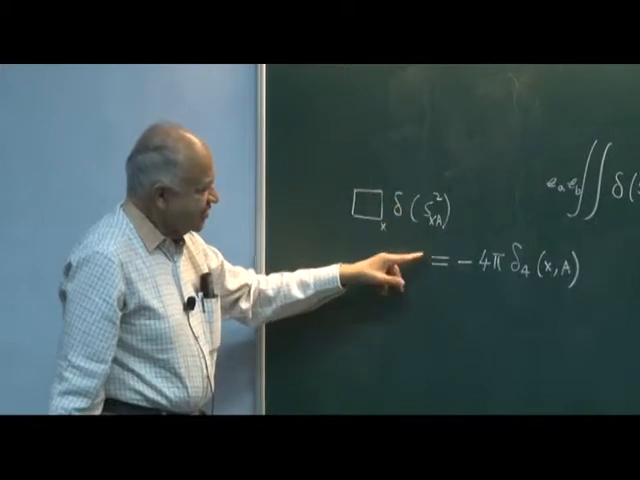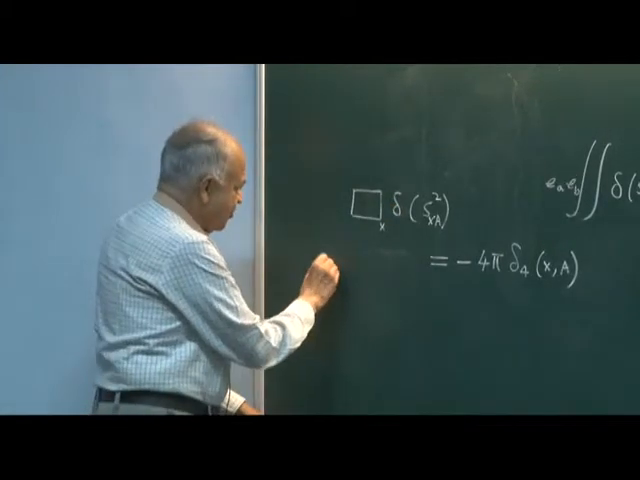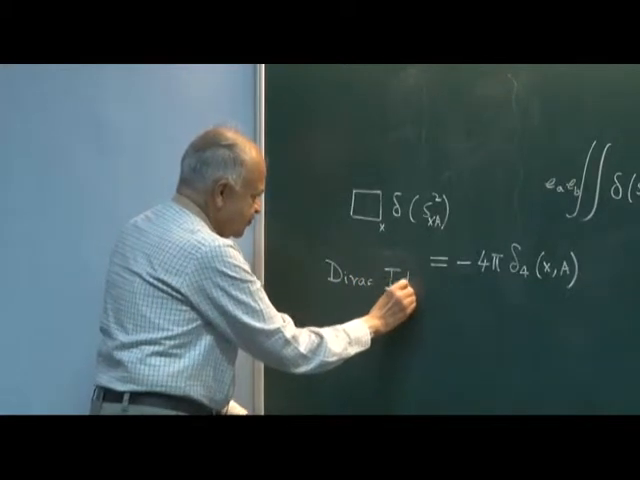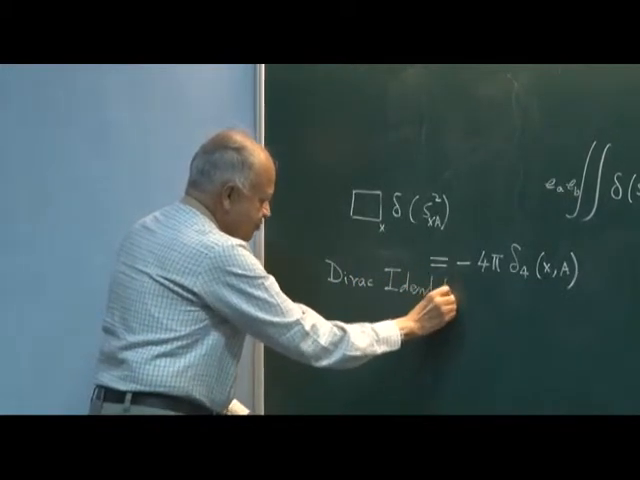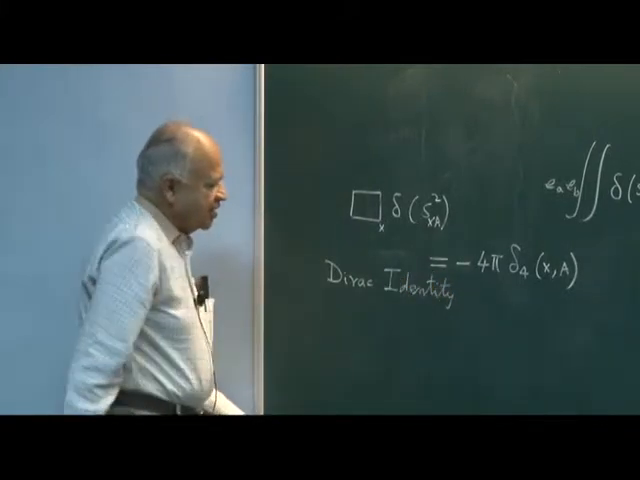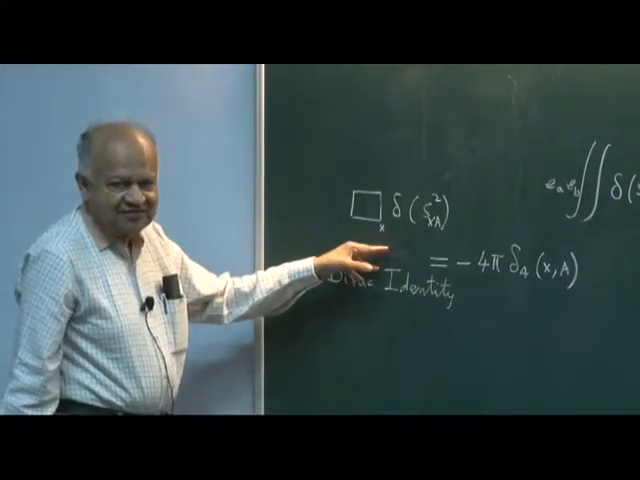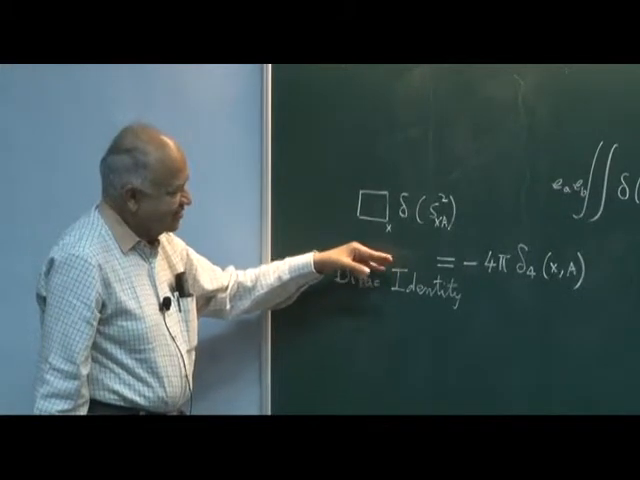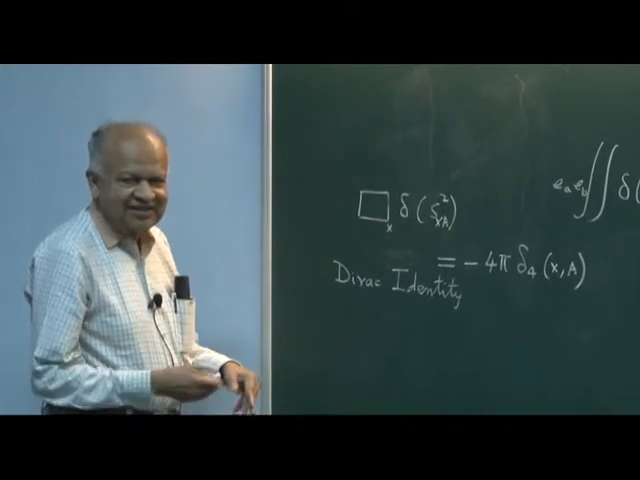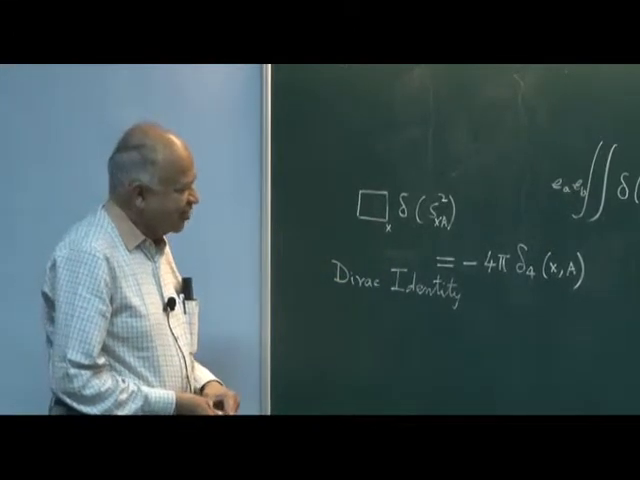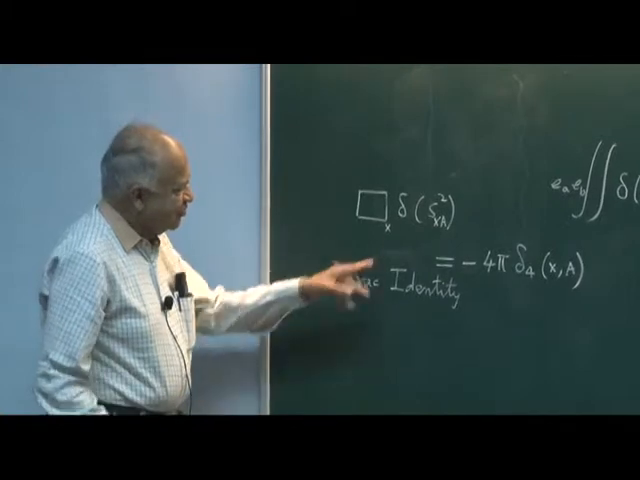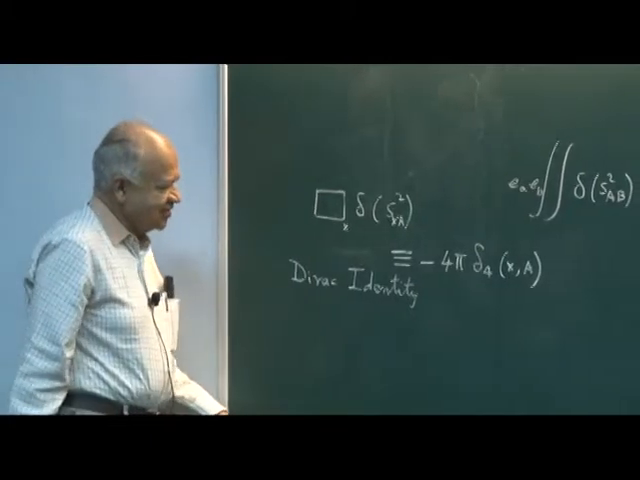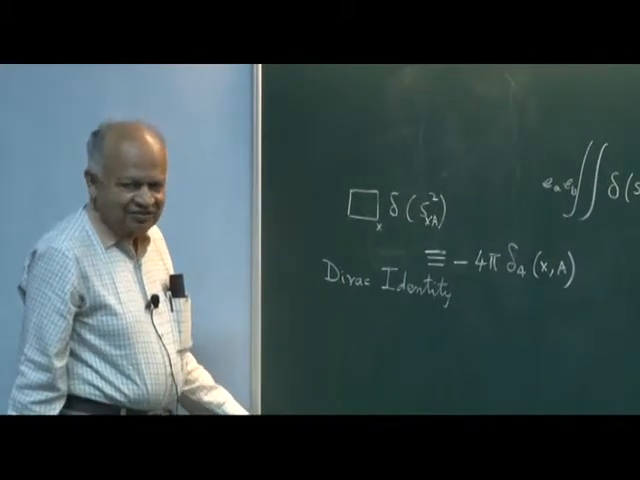So, this result, which is sometimes called the Dirac identity, you can try to prove it by actual Fourier analysis. It is not too difficult, it is a little involved, but you can do it and prove this. Actually, since it is an identity, I would put a triple equal sign.